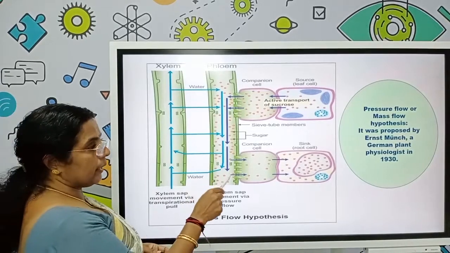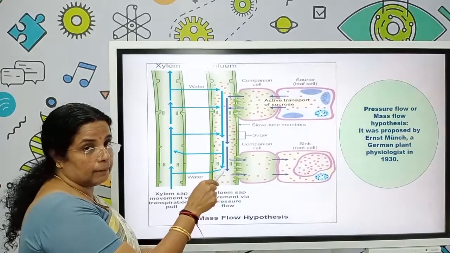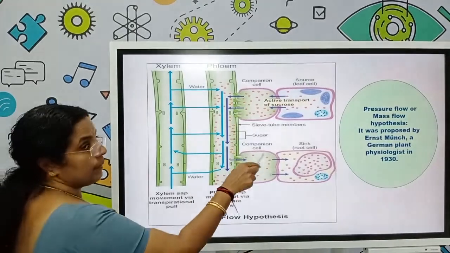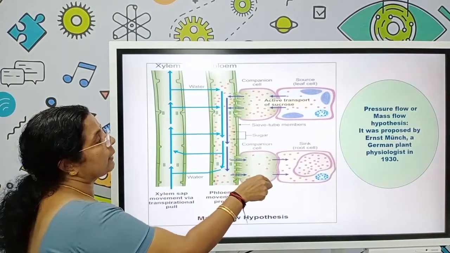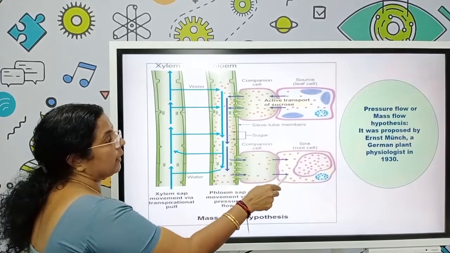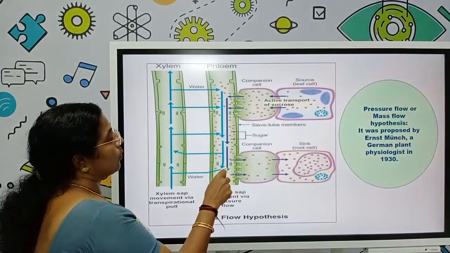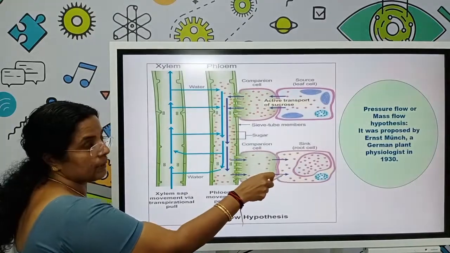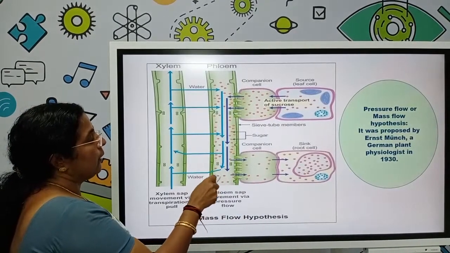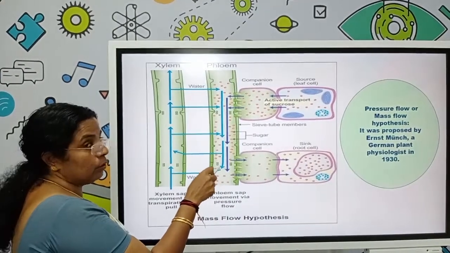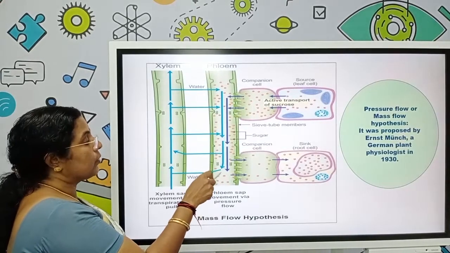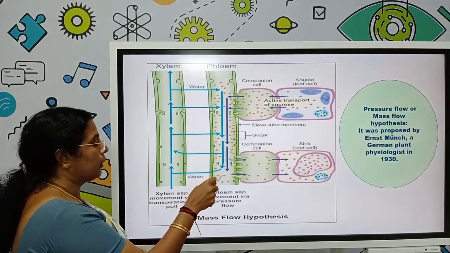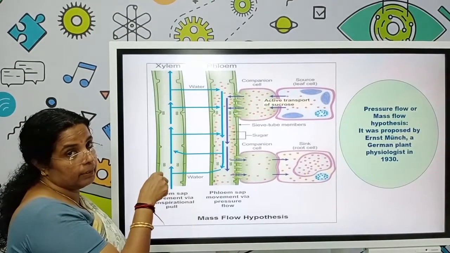And at the sink, when the food reaches the sink, the sucrose will be actively absorbed by the cells in the sink. Once the sucrose is actively absorbed by the sink cells, here the solution becomes hypotonic. Water concentration becomes more, so the water molecules will move from here back to the xylem and the neighboring cells.